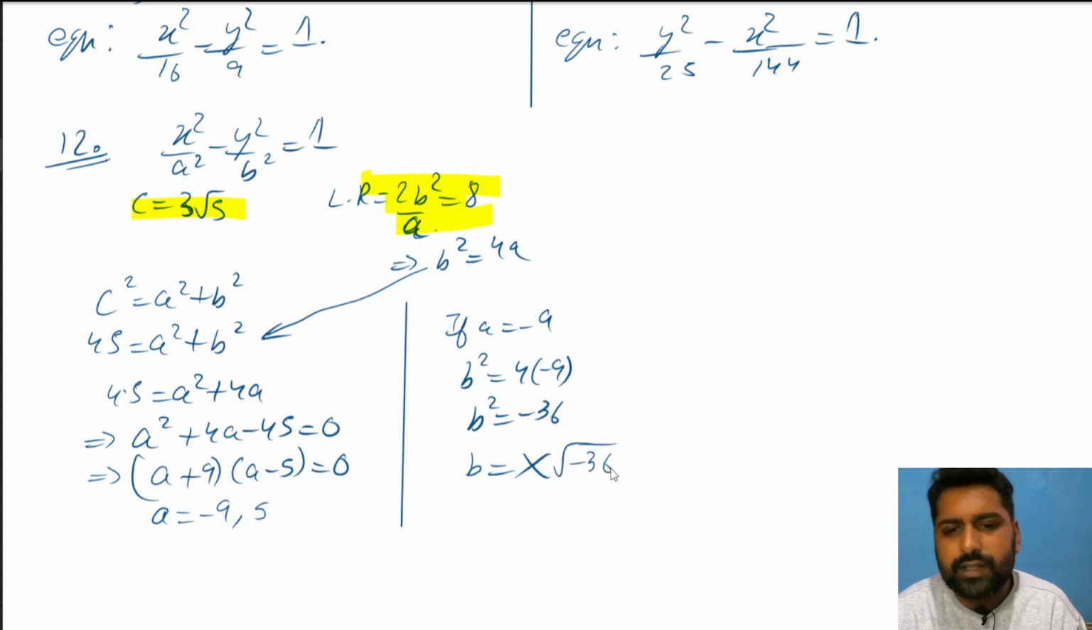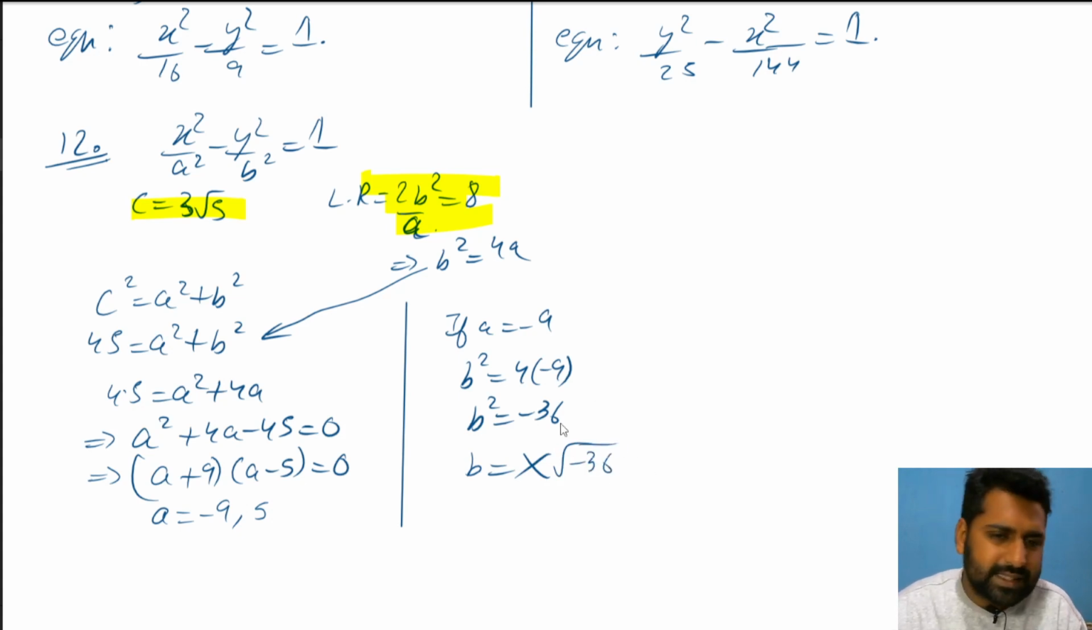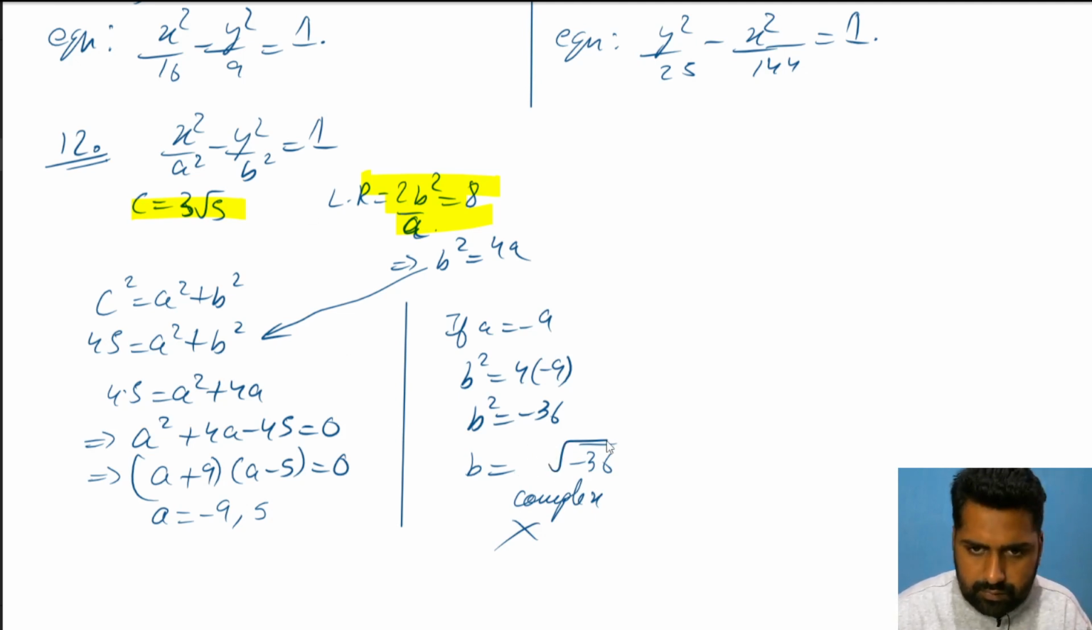That means it is going into complex numbers. You have already studied complex numbers. Square root of minus 36 is not a real number. It is a complex number. So reject it. So I am rejecting this minus 9.